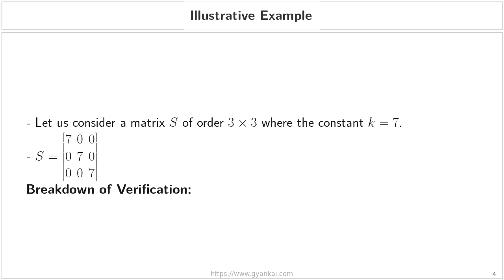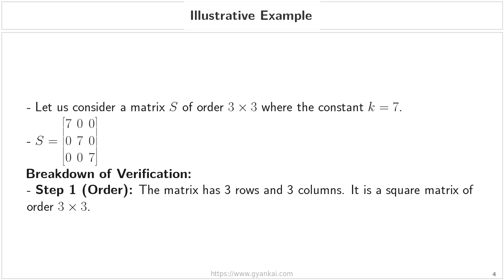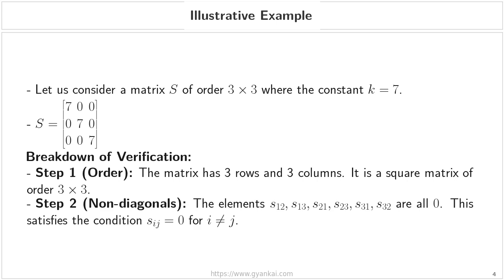Let us walk through the verification process step by step, just as we outlined in the previous slide. First, we check the order. By observing the matrix, we can see it has 3 rows and 3 columns. Therefore, it is a square matrix of order 3 by 3, which satisfies our first requirement. Second, we inspect the non-diagonal elements. If we examine the elements in the first row second column, first row third column, second row first column, second row third column, third row first column, and third row second column, we find that every single one of them is 0.